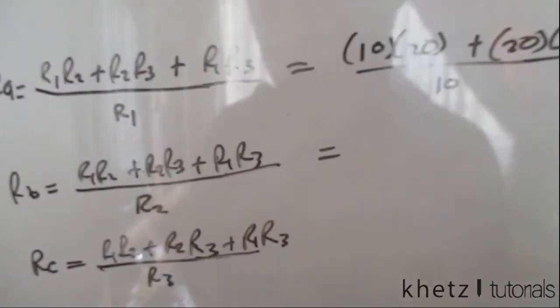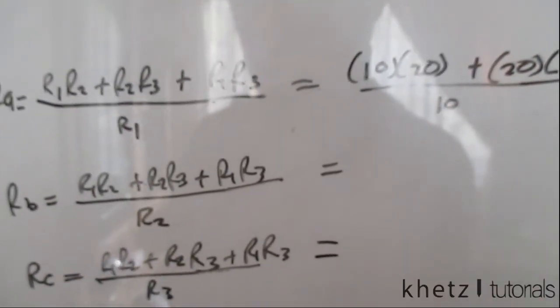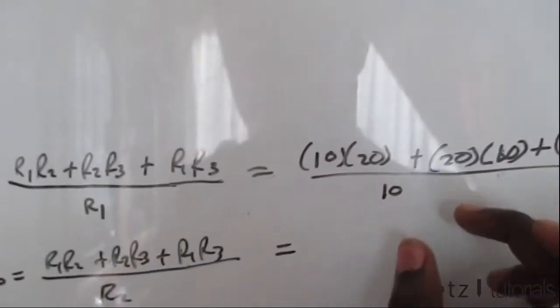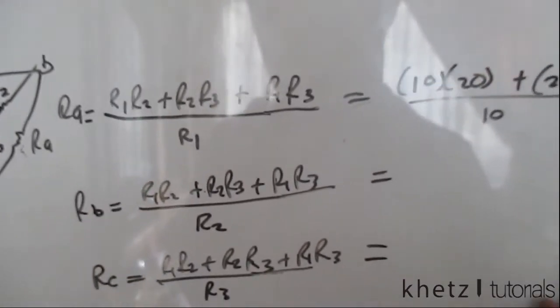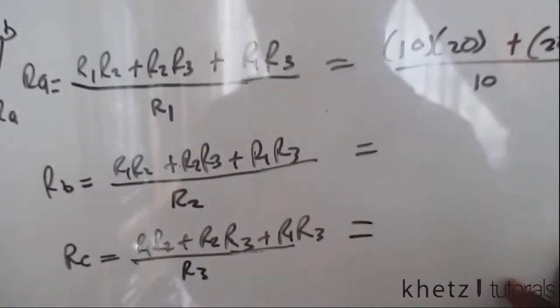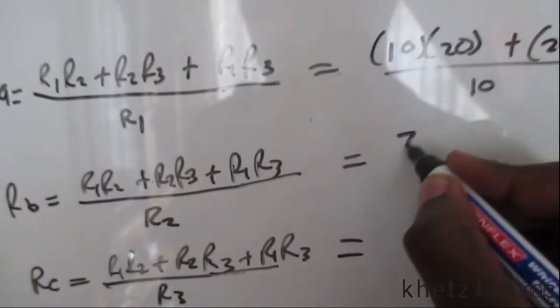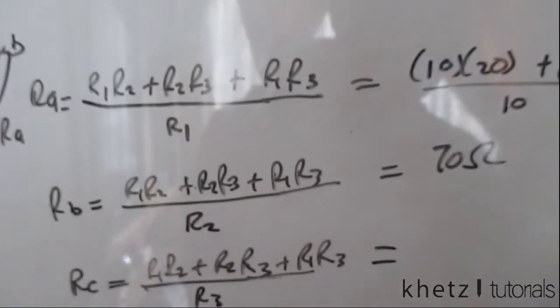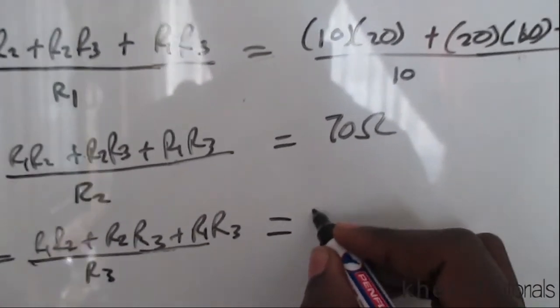So I'm going to give you the others as homework. Just simply punch in the values and find the value at the top, and then divide by different resistors depending on which is opposite which. And the answer you should get for RB is 70 ohms, and the answer you should get for RC is 140 ohms.